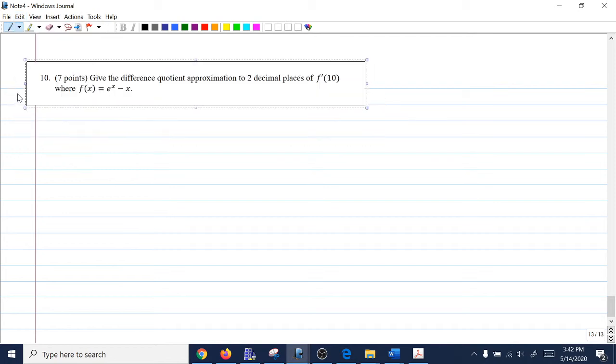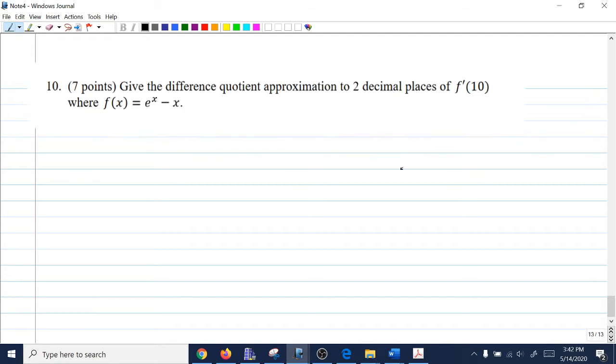Give the difference quotient approximation to 2 decimal places of this derivative. So here's another: approximate f prime of 10. Make sure you have 2 decimal places of accuracy. Oh, I screwed up. This problem is bad. I apologize if you did this problem. F prime of 10 is massive. It's like in the millions, probably. I should have picked a smaller number.